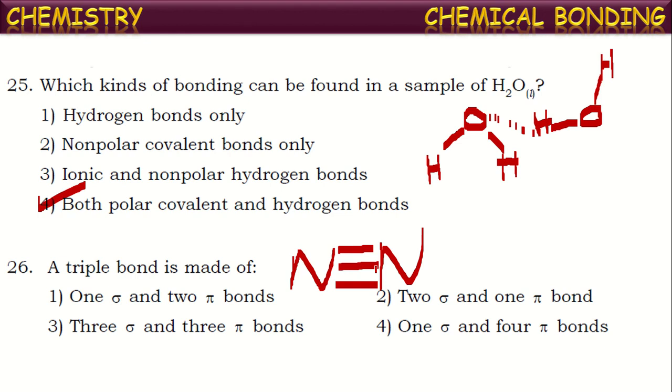So in a triple bond now, we can say one will be a sigma bond and the remaining two are pi bonds, where it is 1 sigma and 2 pi bonds. So this is the correct answer.